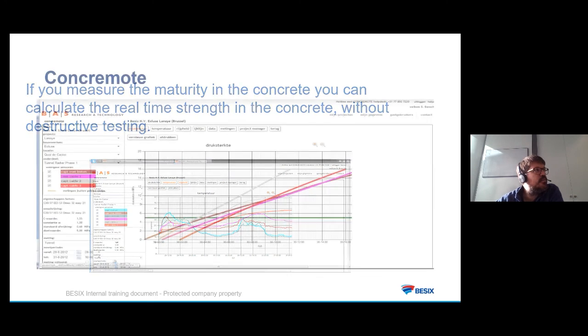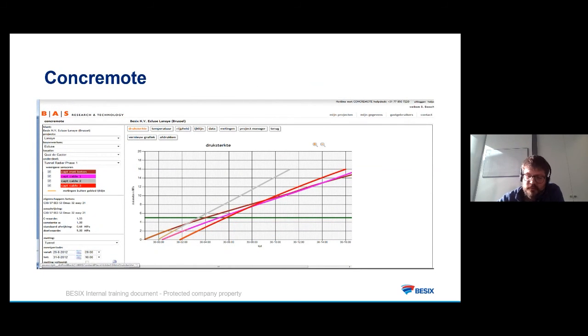This is an example of Concremote, which is a product coming from BAS. BAS is now known as Concrefy, that you will see tomorrow. There is other material. There is also Maturix that we use a lot. But anyway, this is just to show you the example. You will have in real time the strength of the concrete. I will show you a better example.